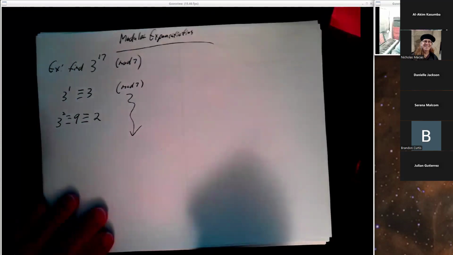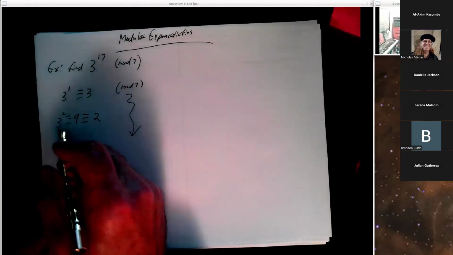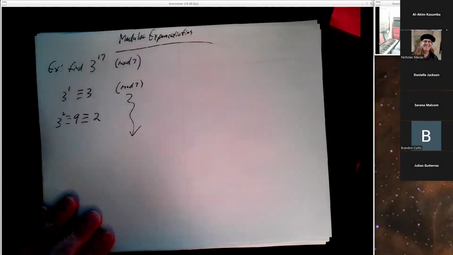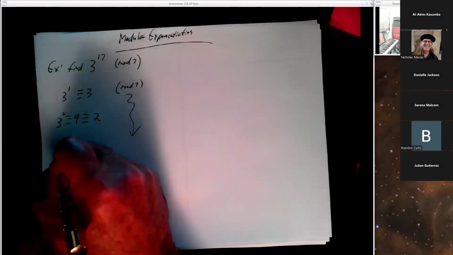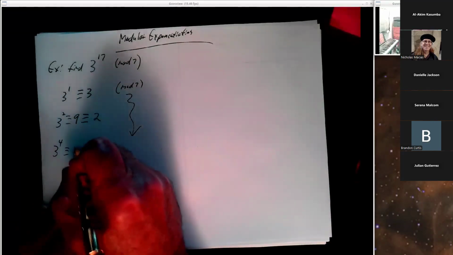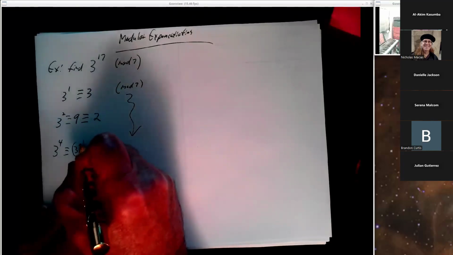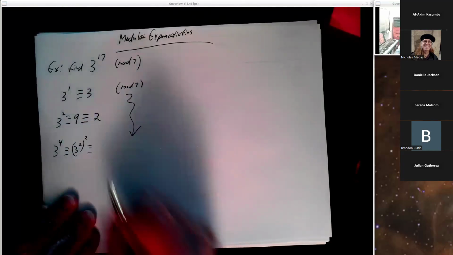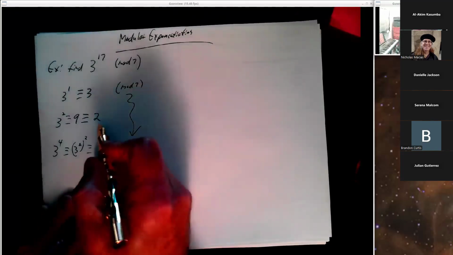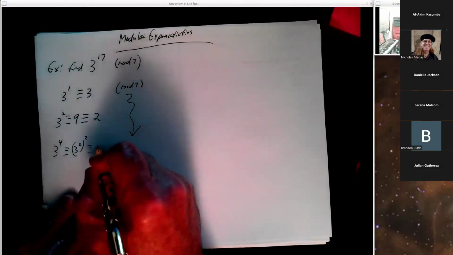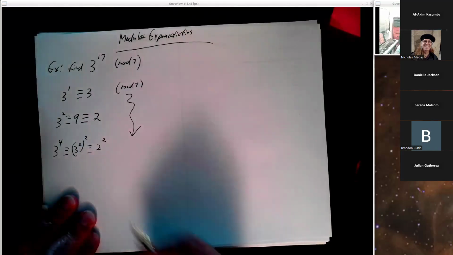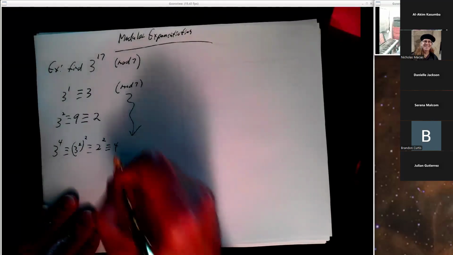Thank you. All right, so 3 squared is congruent to 2. We're not going to do 3 cubed. We're going to jump up to 3 to the fourth, and 3 to the fourth is the square of 3 squared. And 3 squared was congruent to 2, so 3 squared squared will be congruent to 2 squared, which is just 4.